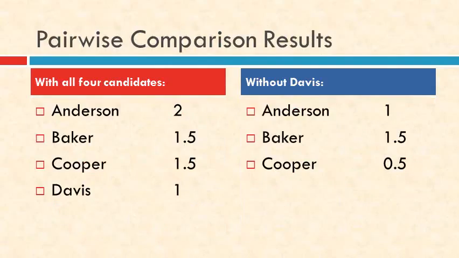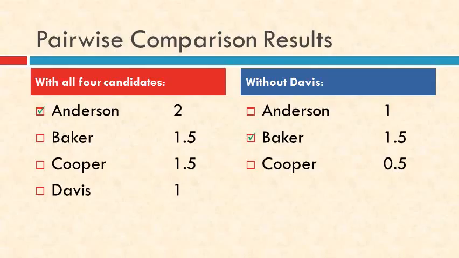As it stands, with all 4 candidates in the race, Anderson has 2 points, Baker and Cooper each have 1.5, and Davis, our irrelevant alternative, has only 1. Thus, Anderson would be declared the winner. However, if Davis were to drop out of the race, the situation would change. Anderson and Cooper would each lose a point, while Baker would retain all of his. With 1.5 points, Baker would be declared the winner. This is exactly what we want if such an outcome is possible.